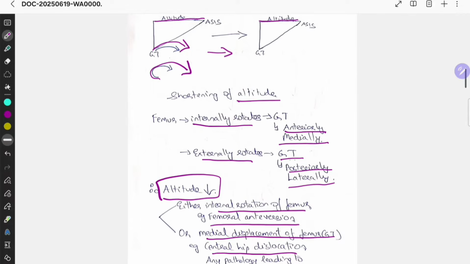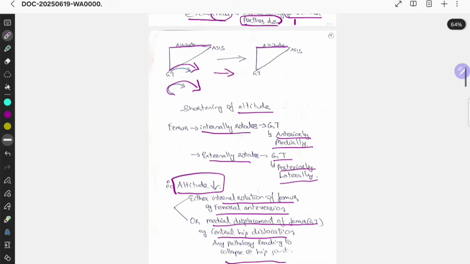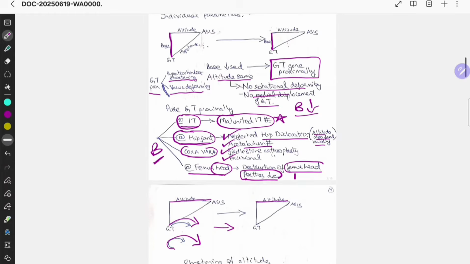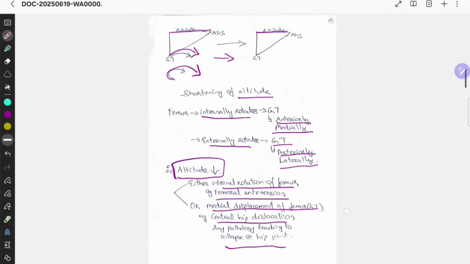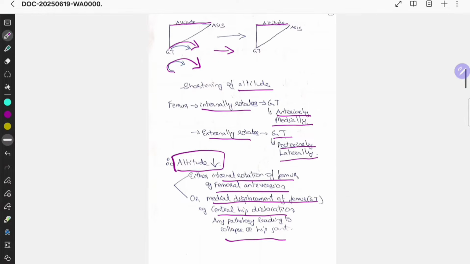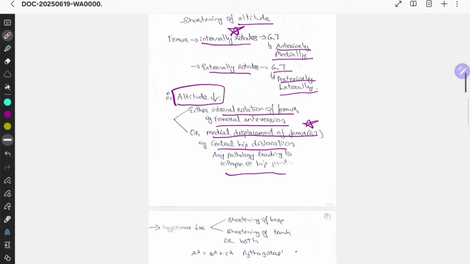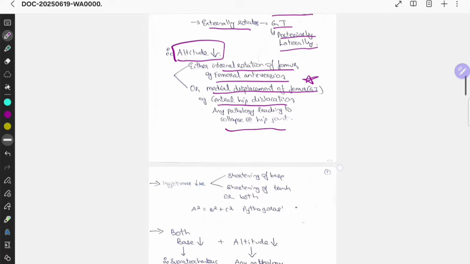So what was the basic crux of base? The basic crux of decrease in the base was proximal migration of GT, and the basic crux of altitude is internal rotation of the femur. It is femoral anteversion or some medial displacement of the femur due to hip joint collapse. For example, central hip dislocation. Okay.